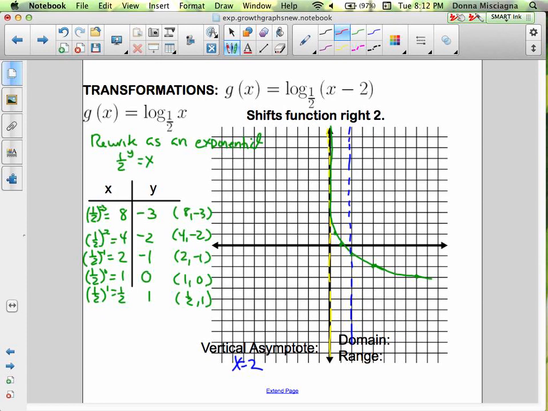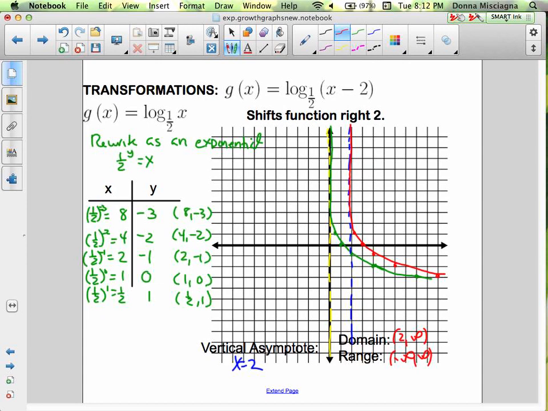Our points are just going to shift 2 to the right. So everybody goes 2 to the right. You go 2, you go 2, and where's the next one? Right there. You go 2. Oh, I skipped somebody. You go 2. Everybody goes 2. And there we go. So the domain now is 2 to infinity. The range is still all real numbers.